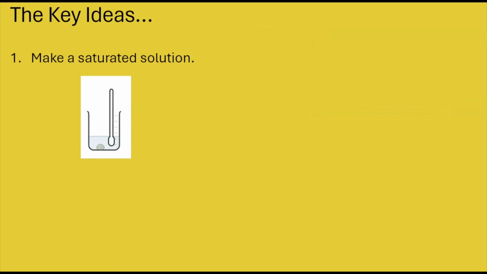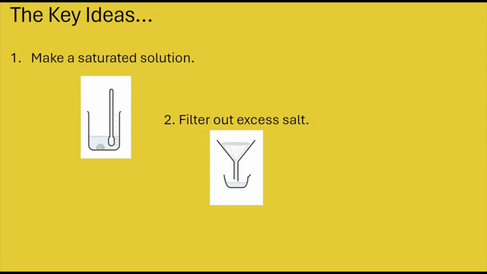So the overarching key idea is that we are going to make a saturated solution using a salt. We're then going to filter out the excess salt, because we will know when we've made a saturated solution when a little bit of that solute stays at the bottom of our beaker. Now, you might use a boiling tube for this experiment instead of a beaker in that first step. It just works in the exact same way.